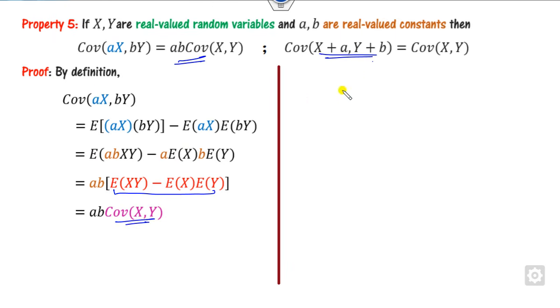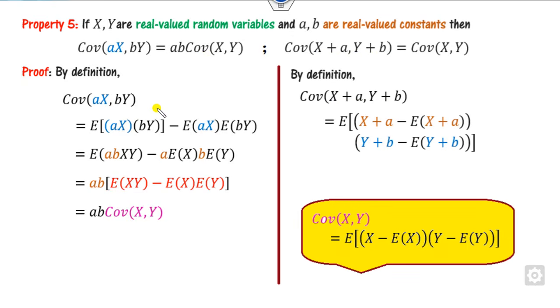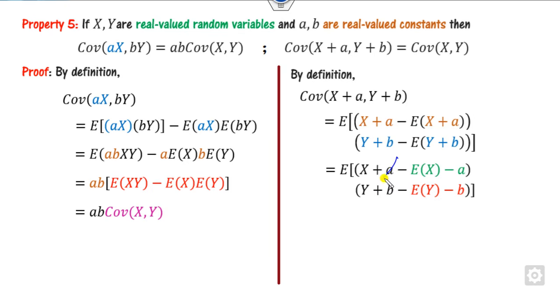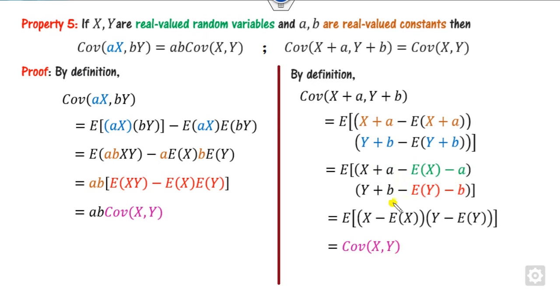Similarly for this side, we can start from here, or else we can start with the definition of this. That's again very easy. So we can open this expected value of x plus a. So you can see this a and a cancel out, b and b cancel out. What is the remaining? This is nothing but my covariance of x, y.